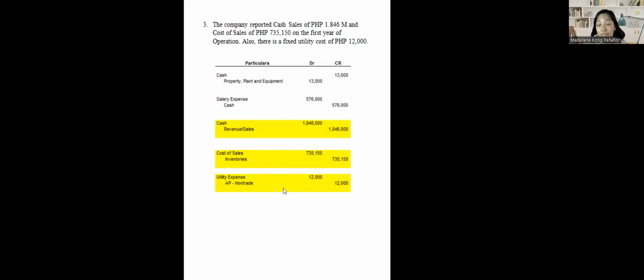So here we can see another transaction, utility expense debit 12,000 and credit AP non-trade. Why? Because our utility expenses like water bills and electric bills, we incur them first and pay the billings in the next month after we incurred the expenses. So this is still credit to accounts payable. So this is how we go with the T account.